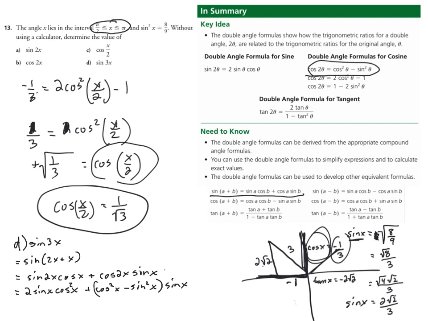Now let's just fill it in. That's equal to 2 sine x, we already know, is 2 root 2 over 3.